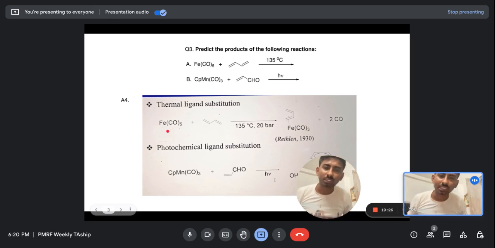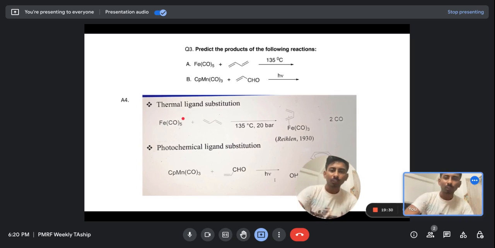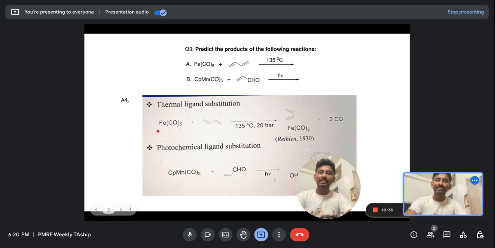In the first case, this is a thermal ligand substitution reaction, where iron pentacarbonyl is an 18 electron system. The COs are 2 electron donors, so 5 COs donate 10 electrons, and iron is 4s2 3d6, an 8 electron species, so 10 plus 8 is 18. It is treated with 1,3-butadiene, a 4 electron donor ligand, under a butadiene pressure of 20 bar, which is very high, and a temperature of 135 degrees Celsius, a thermal condition. So what are the products?